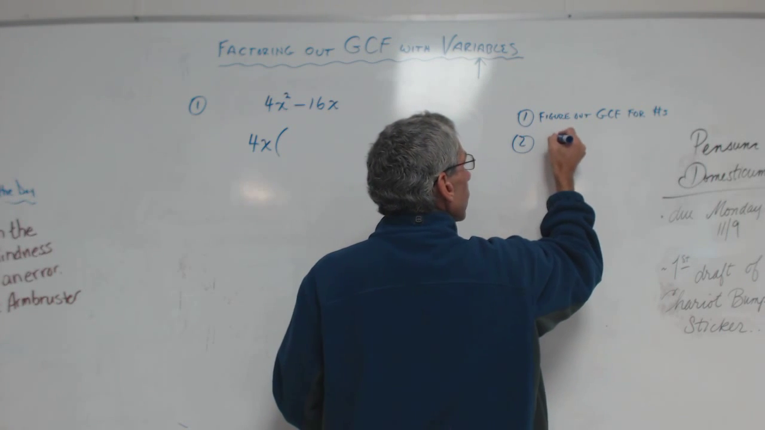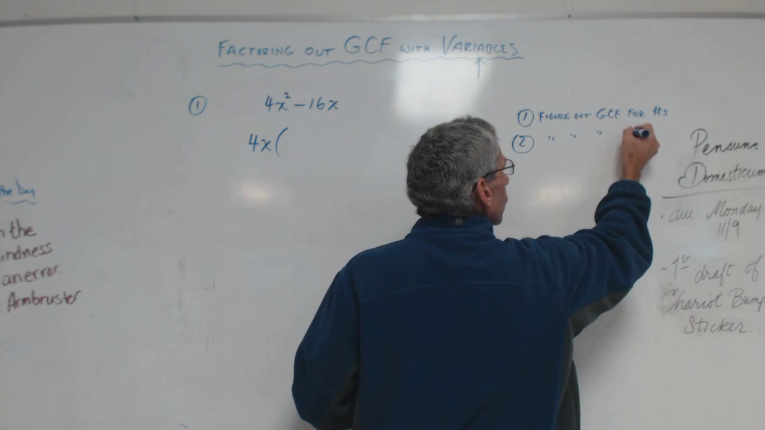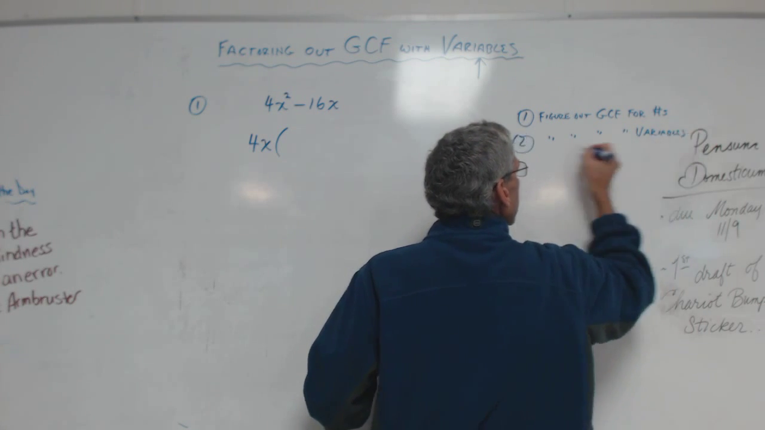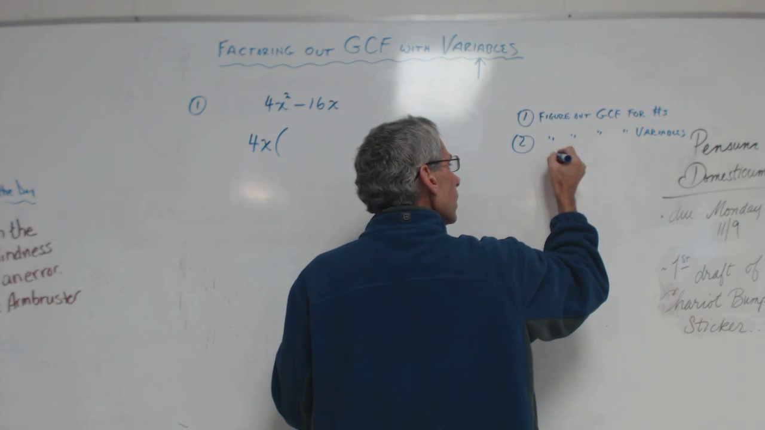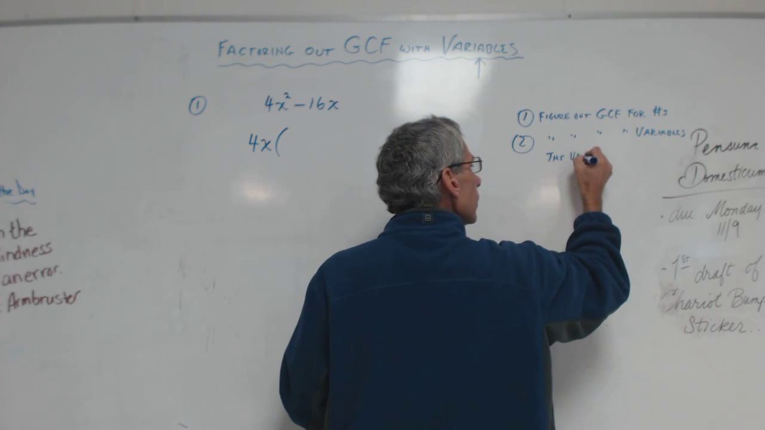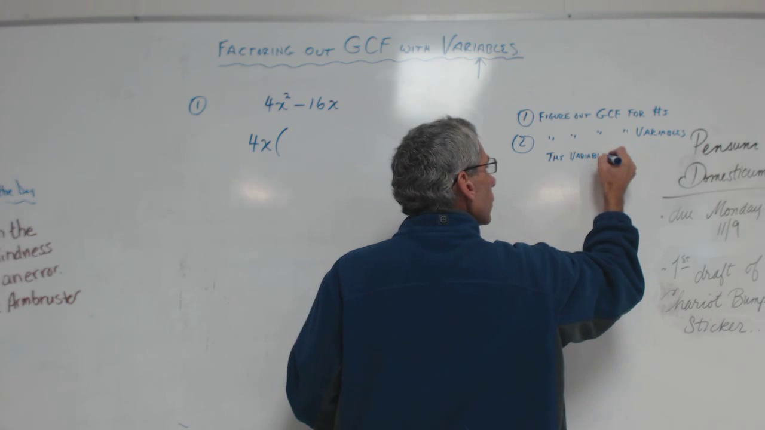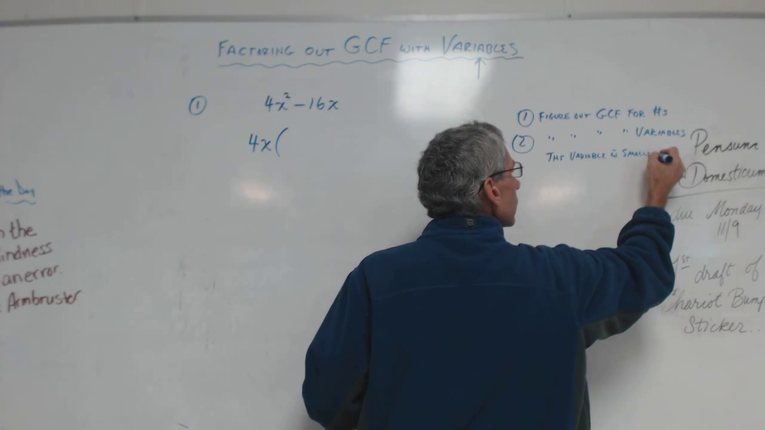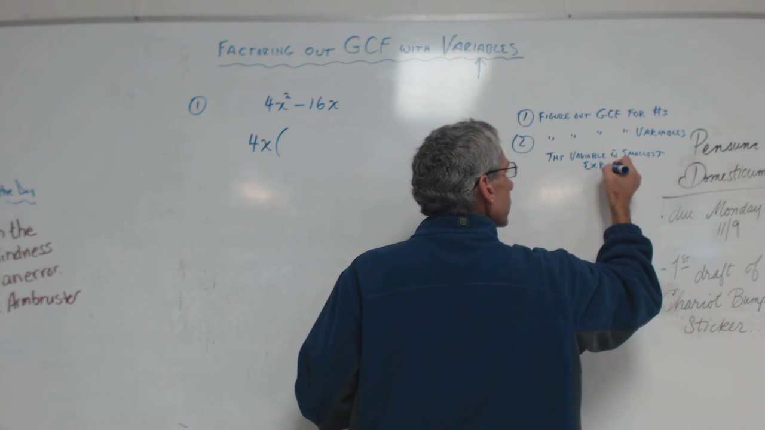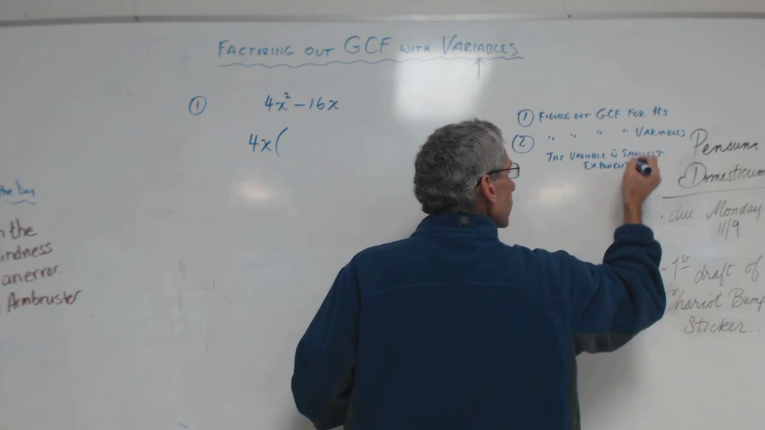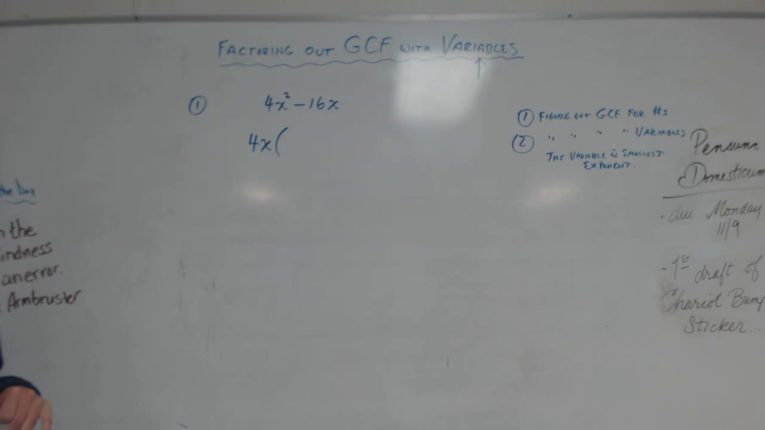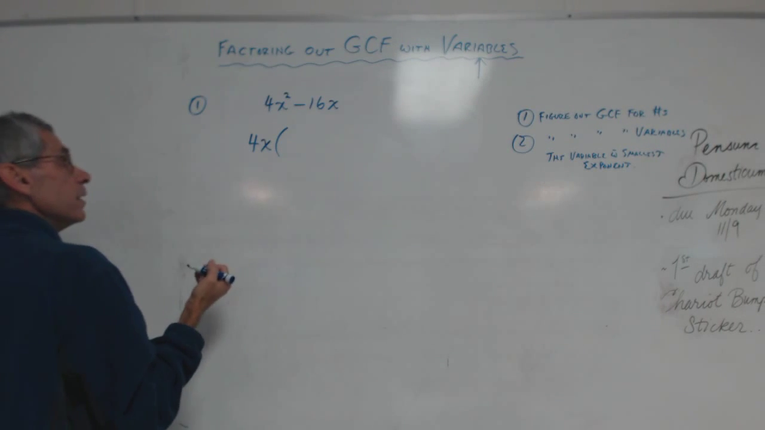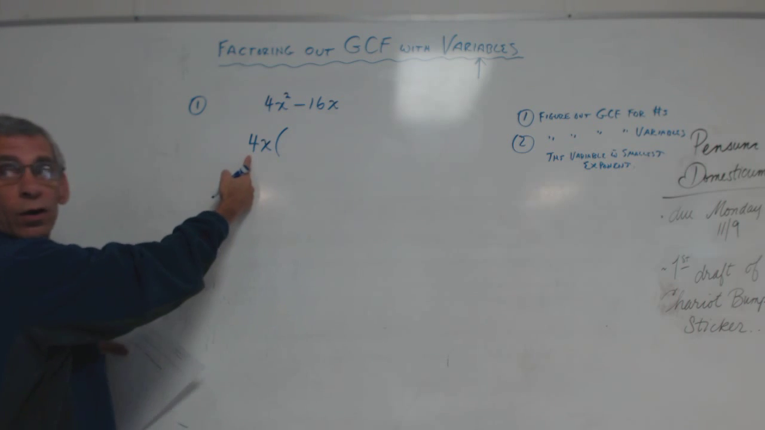Step 2 is figure out the greatest common factor for variables. And what that is, is the variable with the smallest exponent. Right? You guys get that? Because that's the only one that they both have in common. All right, so now the question is, I'm going to do the 4 divided by 4.